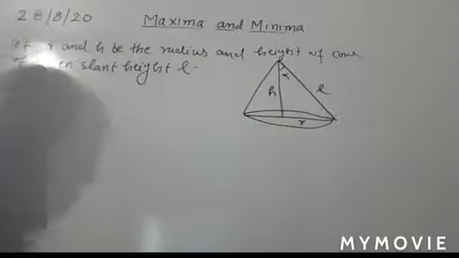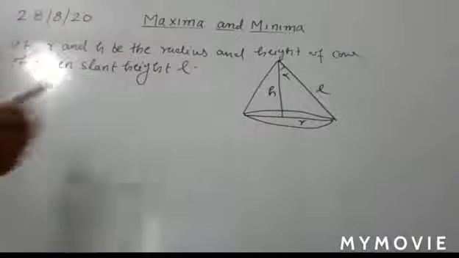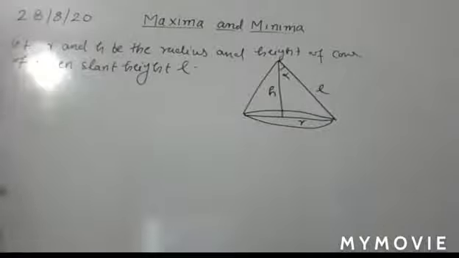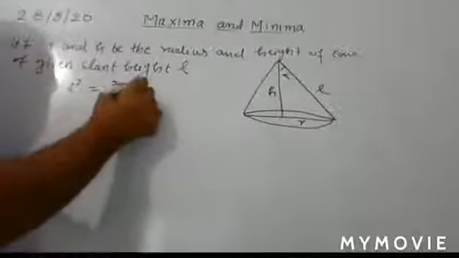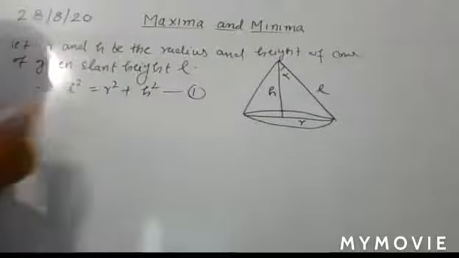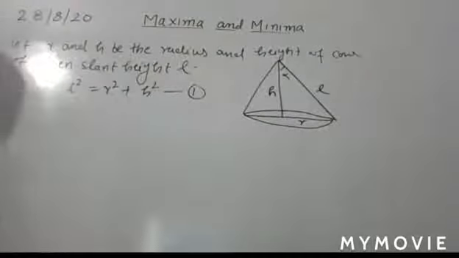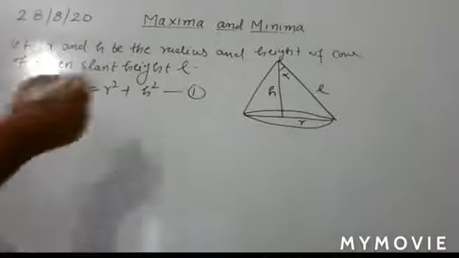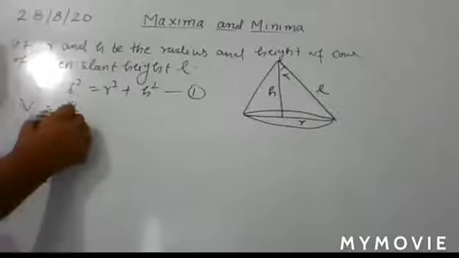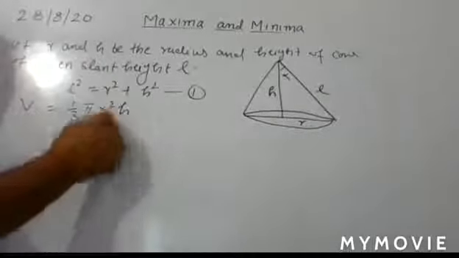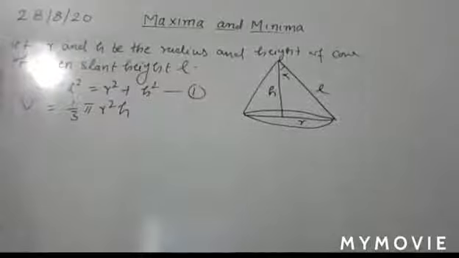So here slant height is given. So what does it mean? If the slant height is given, means L is taken as constant. So here you have your relation L square is equal to R square plus H square. That is your first equation. Now, which quantity is to be maximized here? Yes, volume is maximized. So you write the formula for volume of cone. V is equal to 1 upon 3 pi R square H.